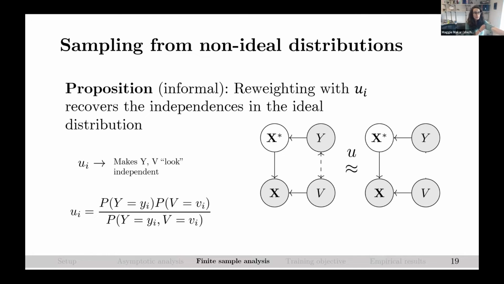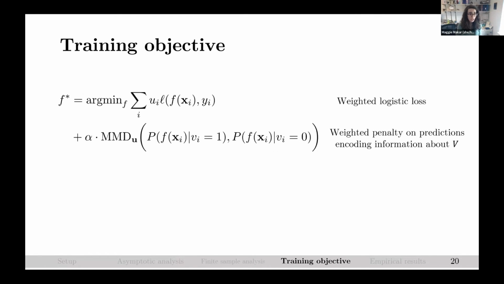So how does this translate into an optimization objective? Our objective will be to minimize a weighted logistic loss, or a weighted suitable loss, and a weighted penalty term. The second penalty term penalizes models that encode information about the sex of the patient, which is that MMD we talked about earlier.